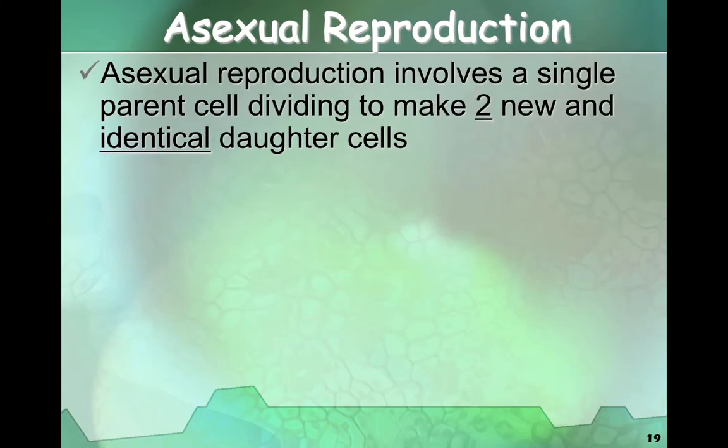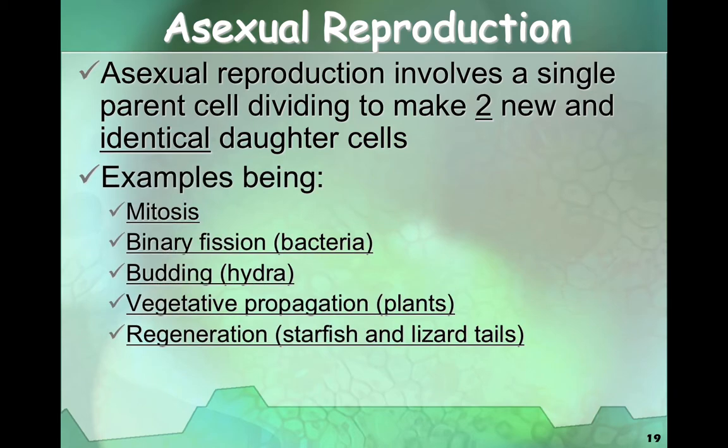So asexual reproduction. Like I said, asexual reproduction involves a single parent cell dividing to make two new identical daughter cells, or it could also involve a single organism dividing to make two identical organisms. Examples of this are mitosis, of course. That's what this whole unit's about, in general. We also have binary fission, budding, vegetative propagation, and regeneration.